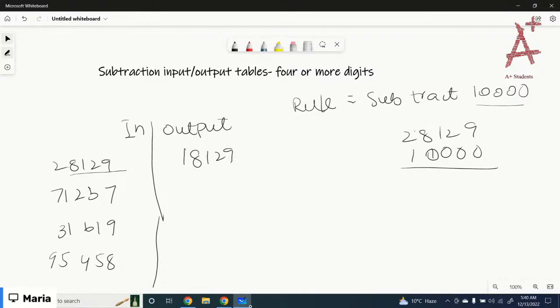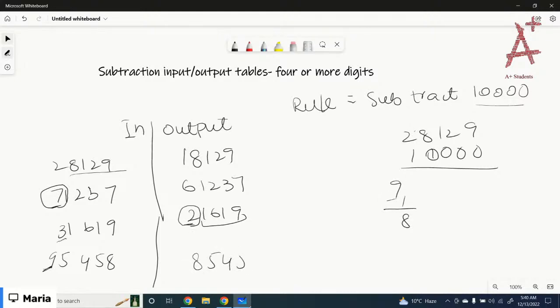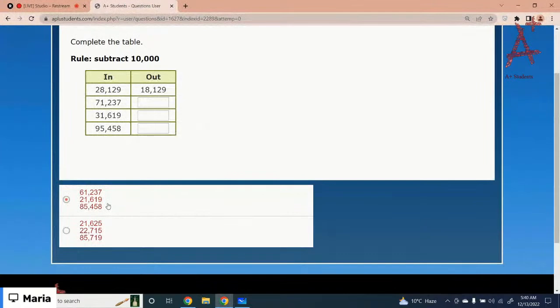For the next one, just subtract that is the 10,000. 7 subtract 1 is 6, and write the rest of the four digits as it is. Got it? Again, 3 subtract 1 is 2. So 21619. Write the next four digits as it is. Just subtract the 10,000 digit. Got it? Here you have 9. You have to do 9 subtract 1 is 8. So write 8 and the rest of the four digits as it is. Got it? So the correct option is the first one.